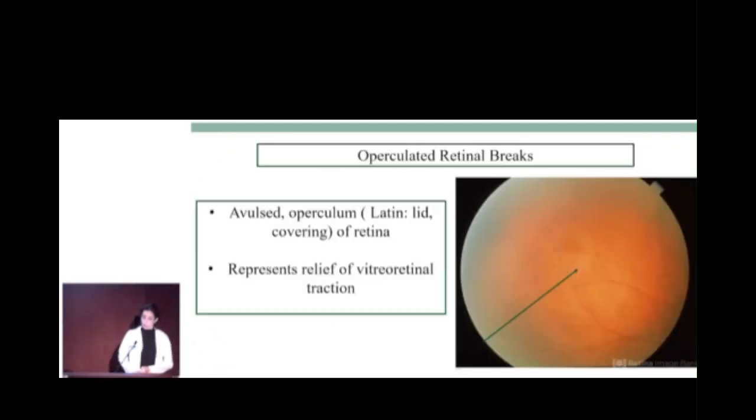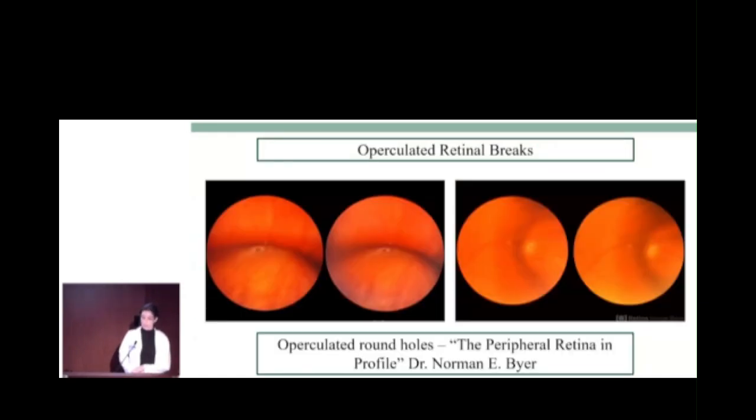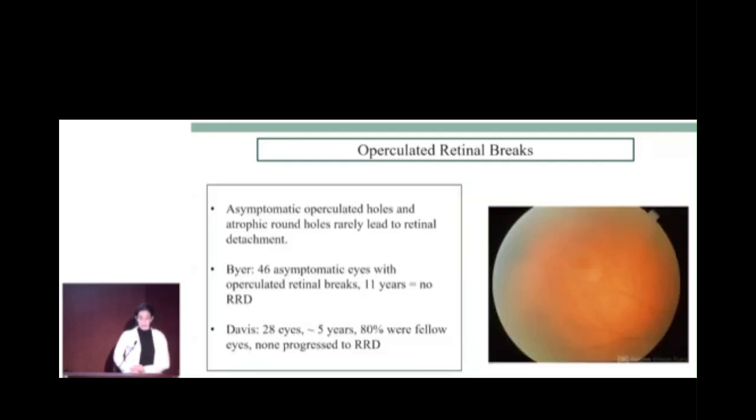And then we'll briefly talk about operculated breaks because I showed the example. As you know, that's a piece of avulsed retina that usually represents traction relief in that area. There's examples here. You can see the operculum. There's some nice profiles by Dr. Beyer of peripheral retinal lesions that I think are helpful to look at. And so asymptomatic operculated breaks and round holes very rarely lead to detachment. This is pretty readily accepted.